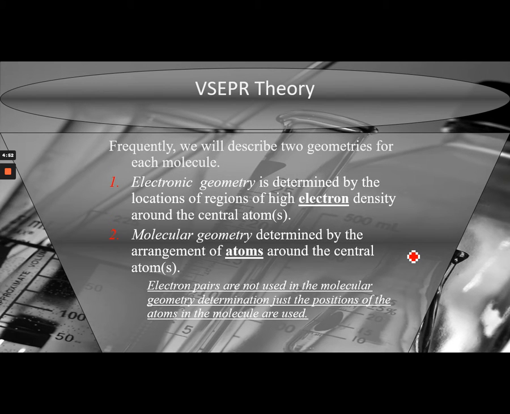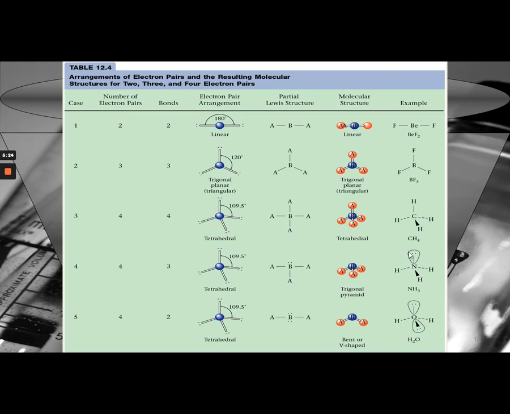So we often talk in terms of electronic geometry, which has to do with electron density. And that can be either bonding or nonbonding electrons. So either atoms, or just lone pairs of electrons. But we can also talk in terms of the arrangement of the atoms, and we call that molecular geometry. Okay? Electron pairs are not used in molecular geometry. So you'll get to see both of those.